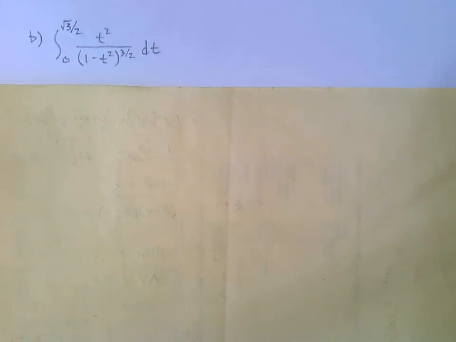Looking at part B now, we've got a definite integral. This will be a good one. Definite integral from 0 to the square root of 3 over 2, t squared over (1 minus t squared) quantity to the 3 halves dt.